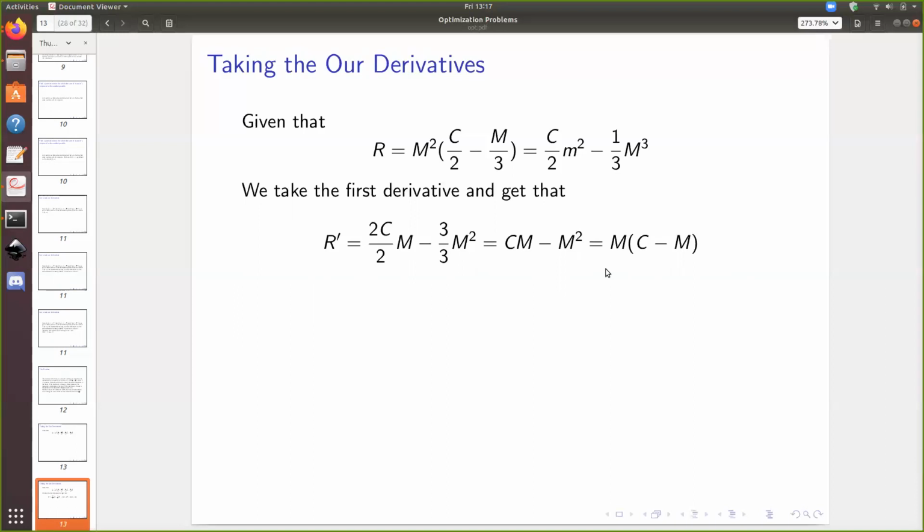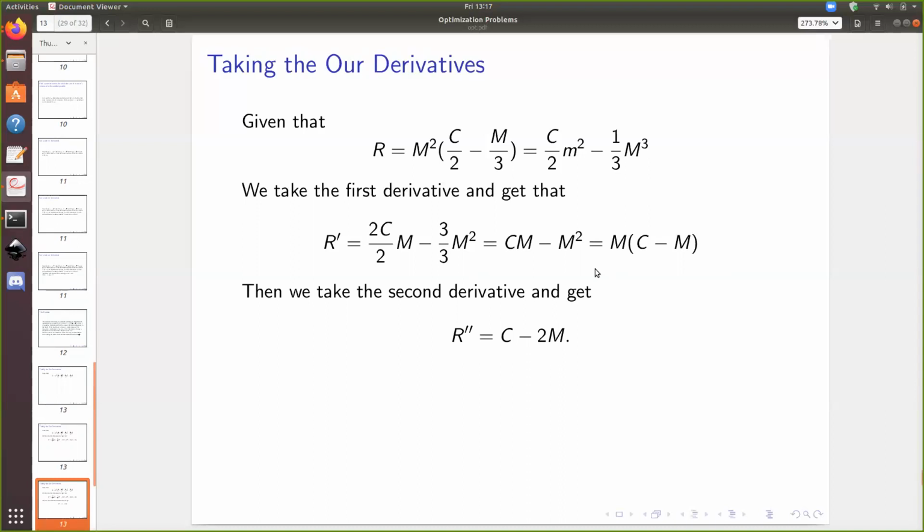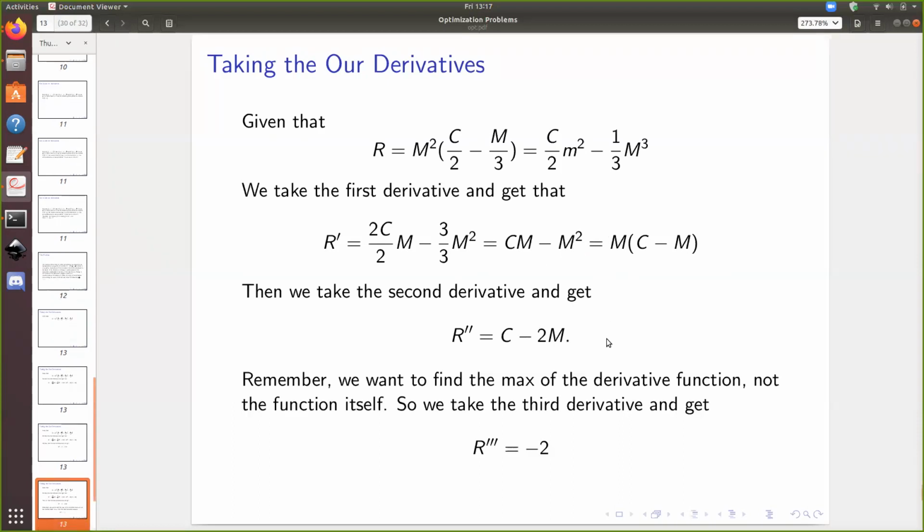So we have 2 more derivatives to take, which are luckily very easy to take. If you notice, you can just do a really quick power rule on the first term, not the last term. We get the second derivative is c minus 2m, and then our third derivative is just negative 2. So that means that on the whole domain, no matter where we plug in, it is always concave down. So if we have a critical point, it's going to be a max.